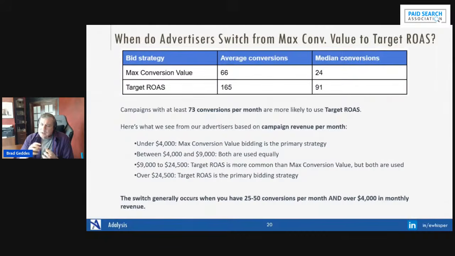So the switch is generally 20 to 25 to 50 conversions a month and at least 4,000 in revenue. Essentially, when you're switching between max conversions and target ROAS, and this is for search, does not include products, right? What you're looking for is consistency in what's converting.